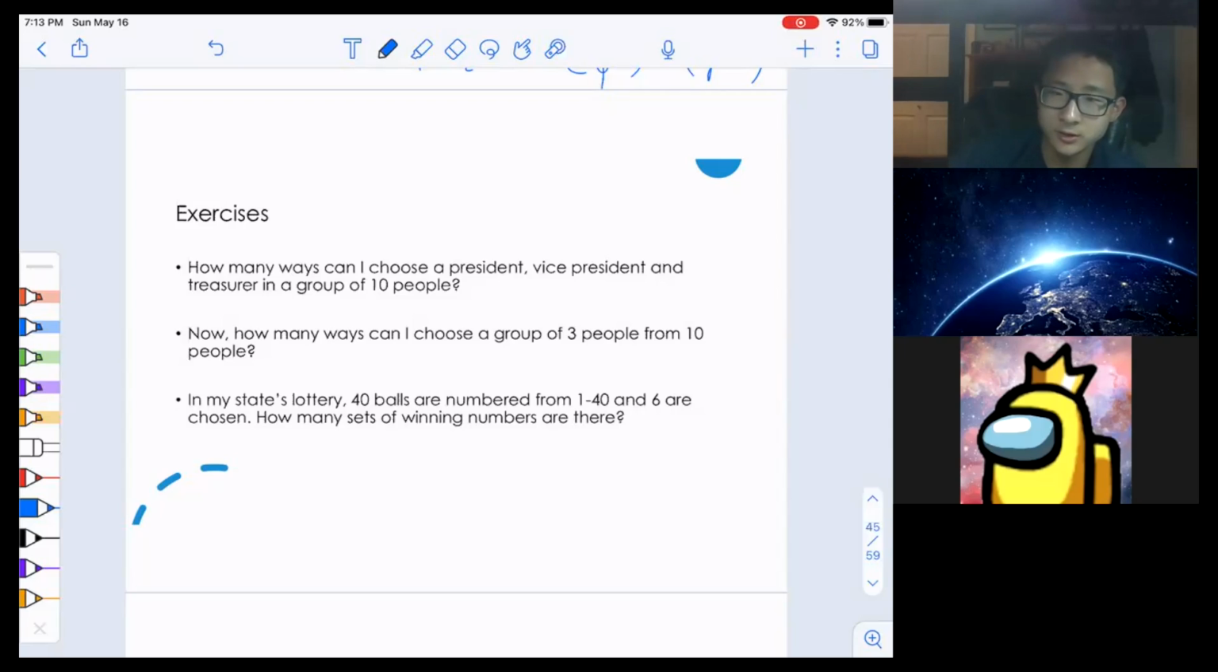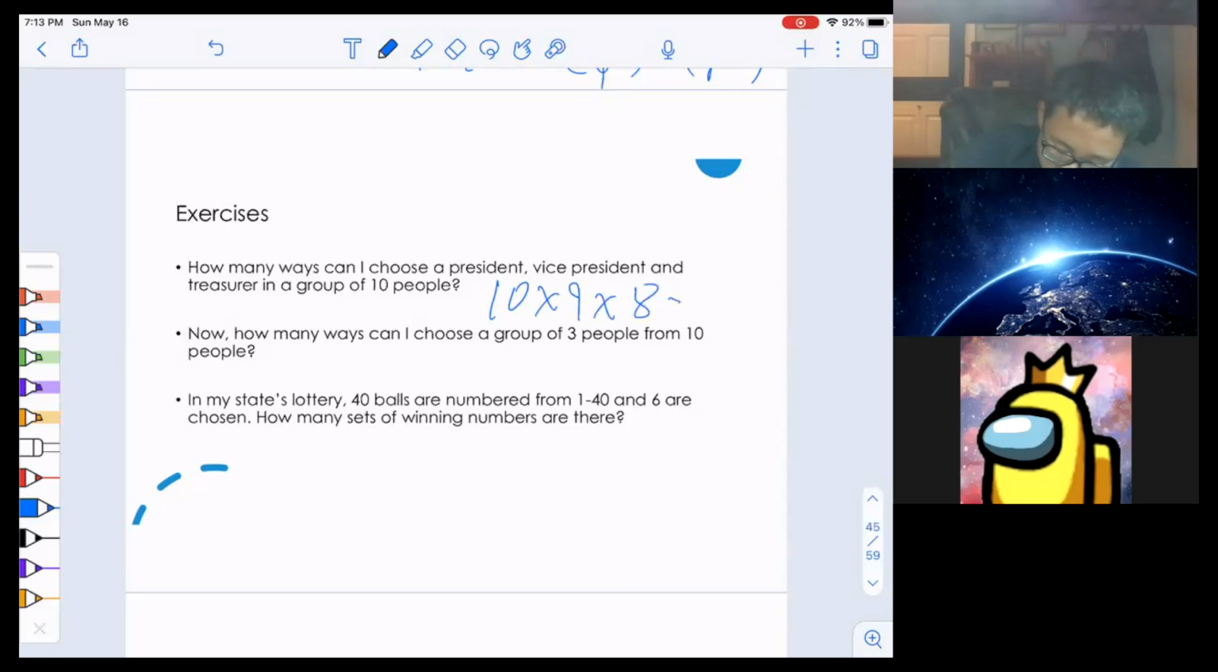So I'll just go over it now. The first thing we're going to do is problem 1. How many ways can I choose a president, vice president, and a treasurer in a group of 10 people? We're going to do this the old way we learned. We pick 3 spots and then pick the number of possibilities for each spot. We've done this multiple times, so it's 10 times 9 times 8, which is equal to 720.